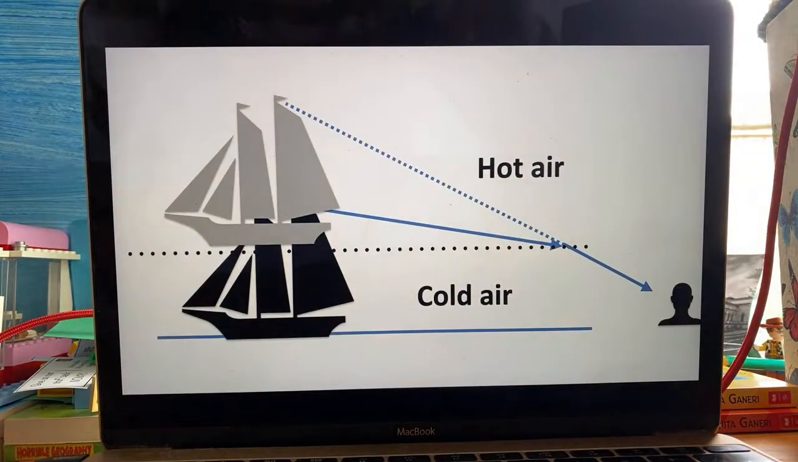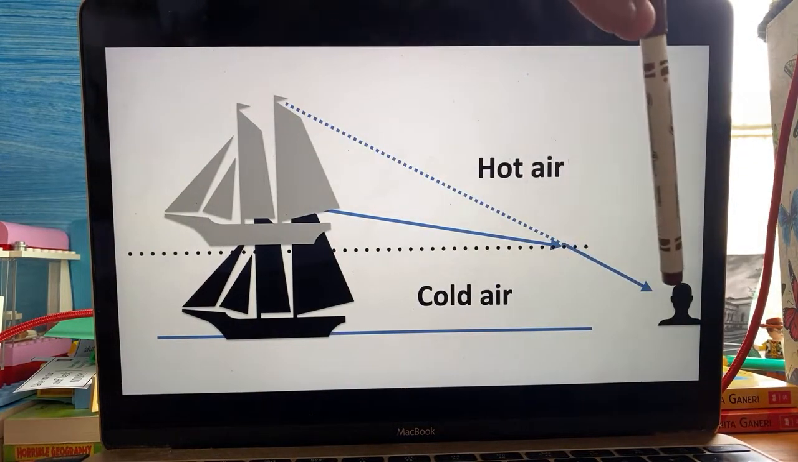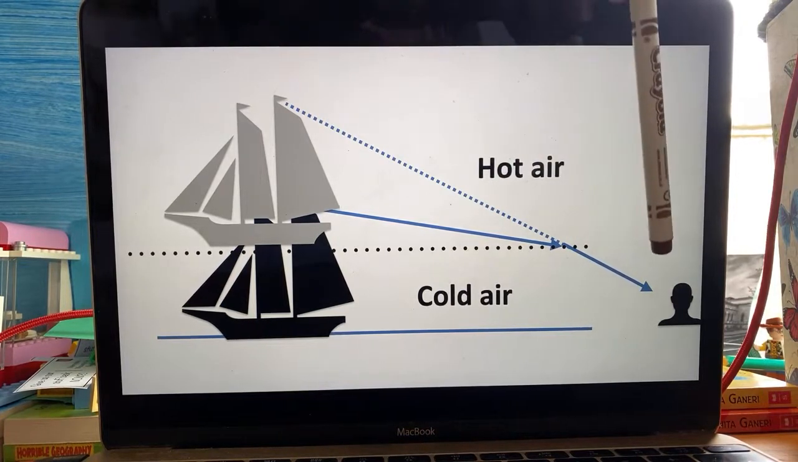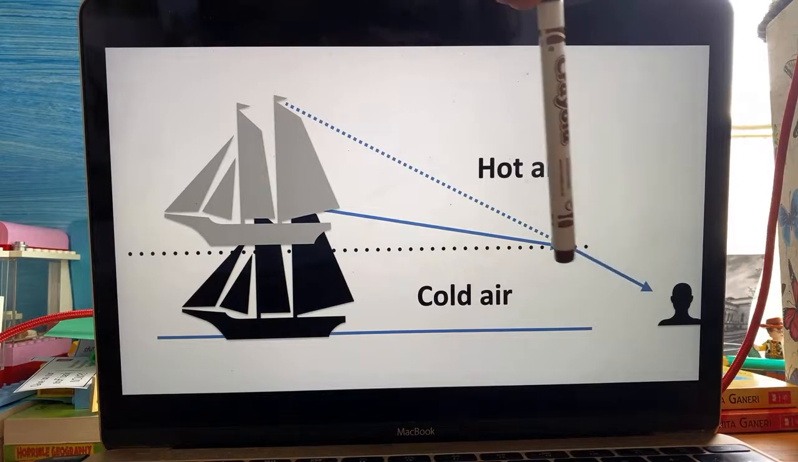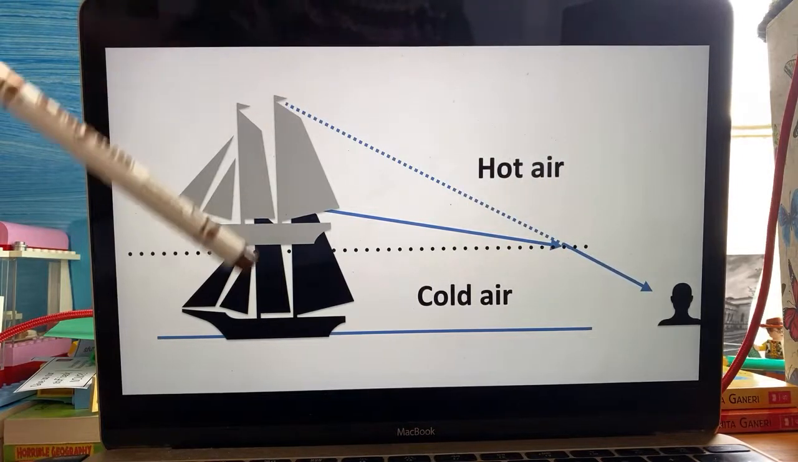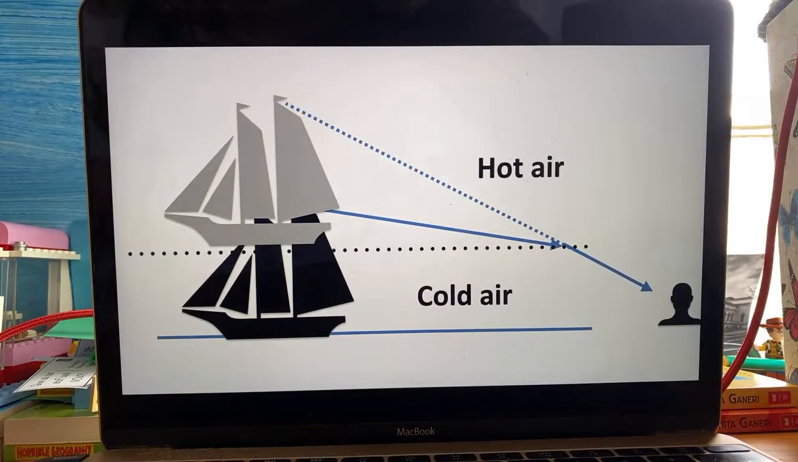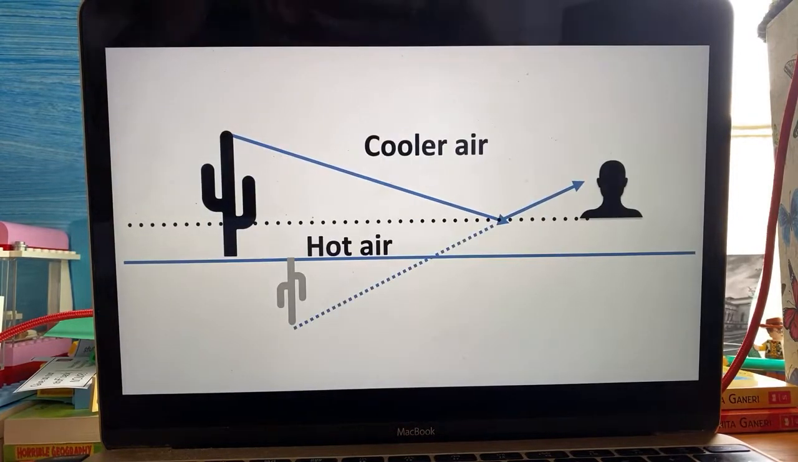Why? Well, because this person's amazing brain thinks, oh, well, I know that light travels in straight lines, and therefore the light that's come from the flag on top of the ship or whatever, it must have come from over there, but that's higher. So the image of the ship is formed above the sea. Isn't that brilliant? It's the same kind of situation with mirages in the desert.